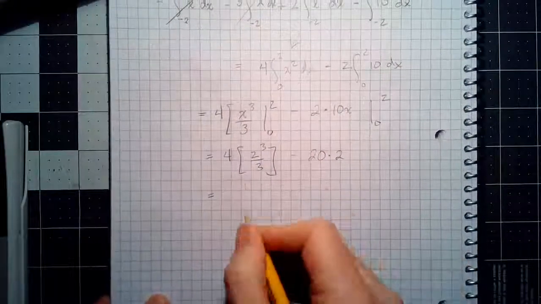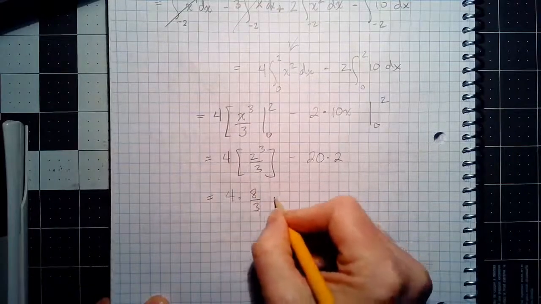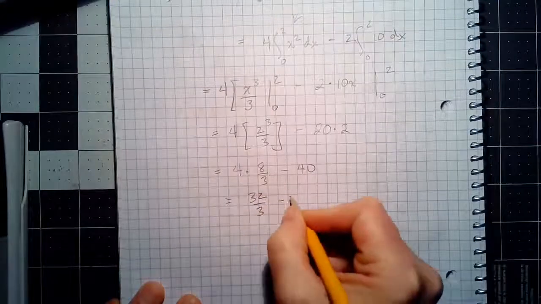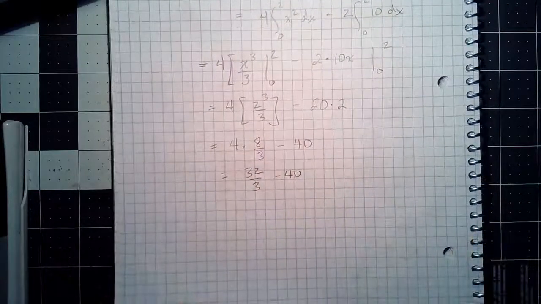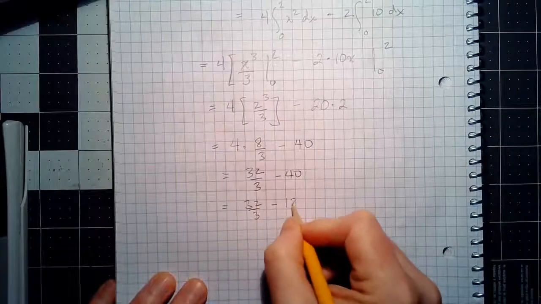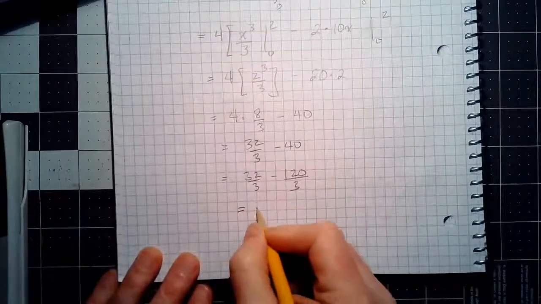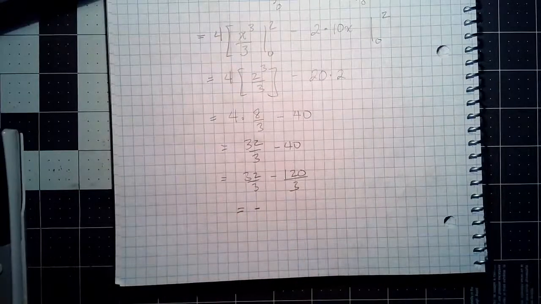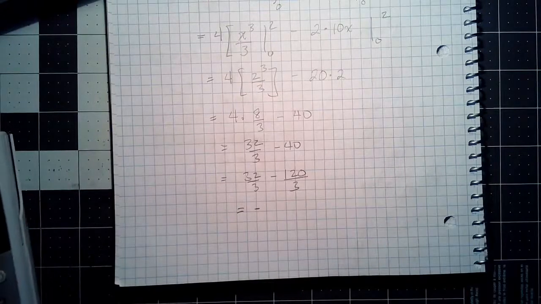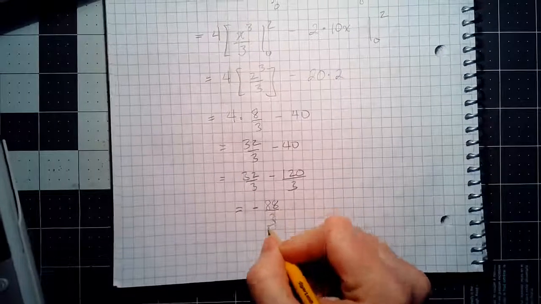All right, so here we go. This is 4 times 8/3 minus 40. So that is 32/3 minus 40. Get a common denominator, which would be 3. So that's 32/3 minus 120/3. So that's going to be a negative 120, take away 32, so negative 88/3.